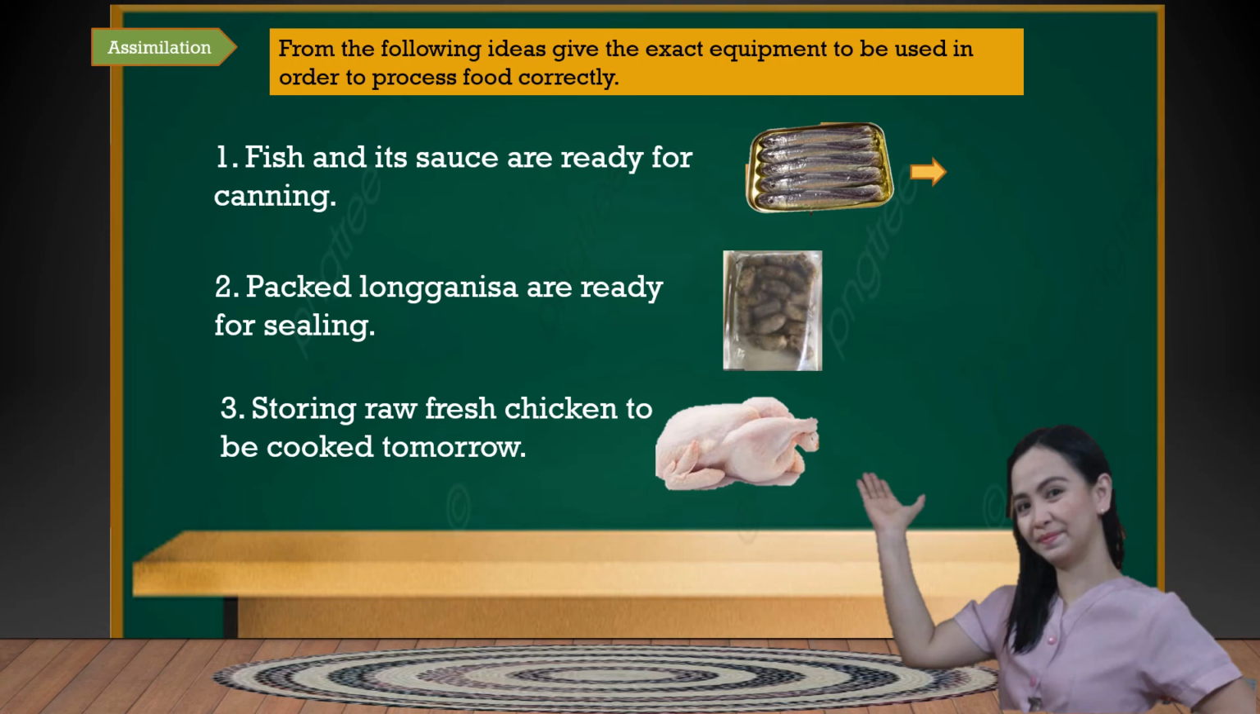In number 1, fish and its sauce are ready for canning. You're going to use the can sealer. In number 2, the packed longanisa are ready for sealing. You're going to use the poly or impulse sealer. Very good. And number 3, if you're going to store the raw fresh chicken to be cooked tomorrow, you're going to put it inside the refrigerator. You're very good.